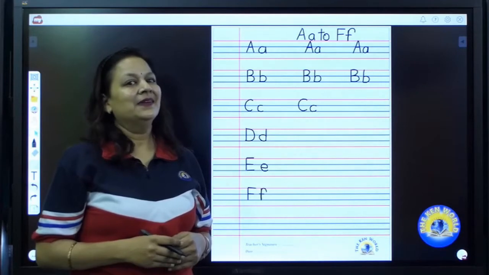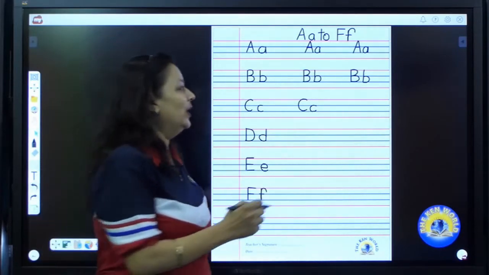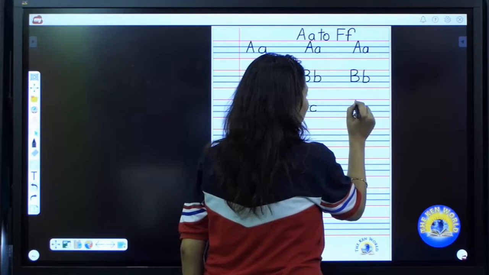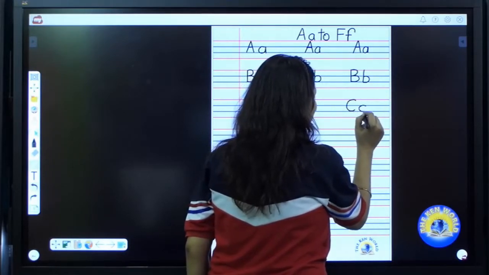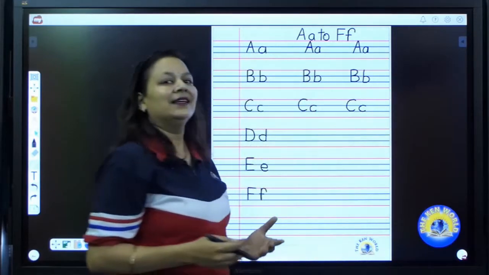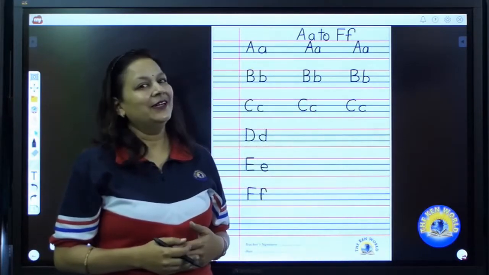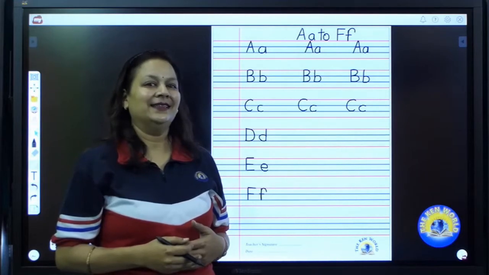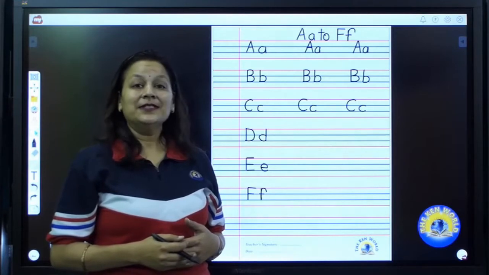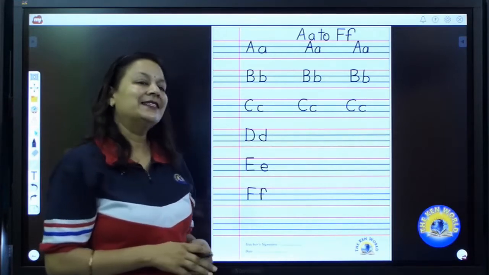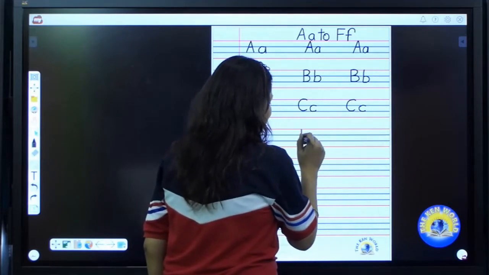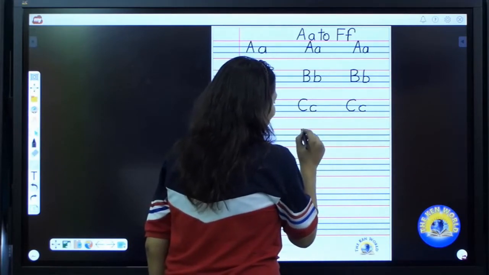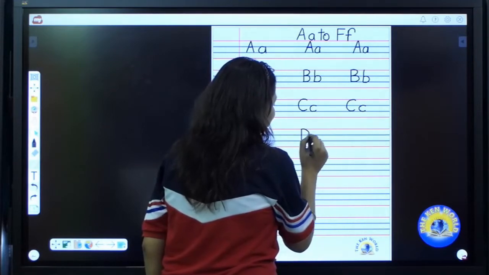Done, kiddos? Great job. Now one more time we are going to write C. C says K. C as in cup. Now it's your time to write C. What comes after C? Correct. It's D. So we are going to write uppercase D and lowercase d.